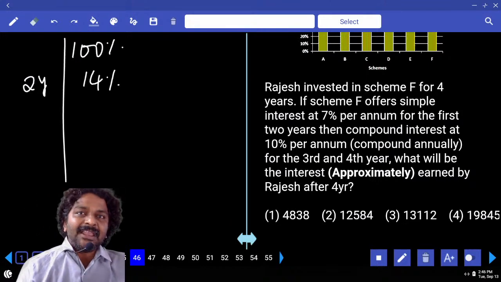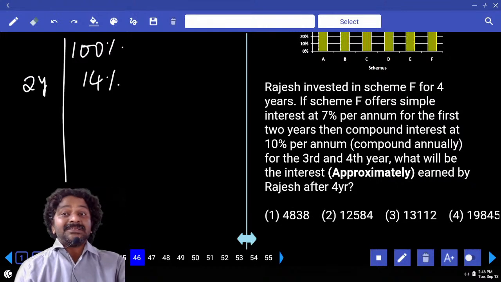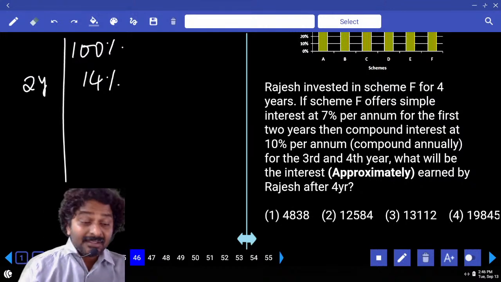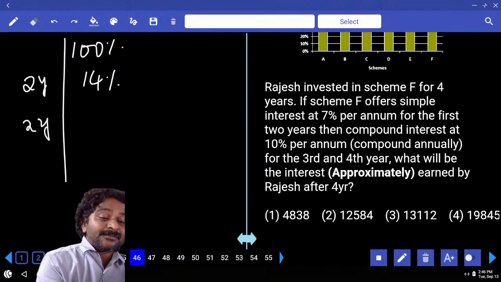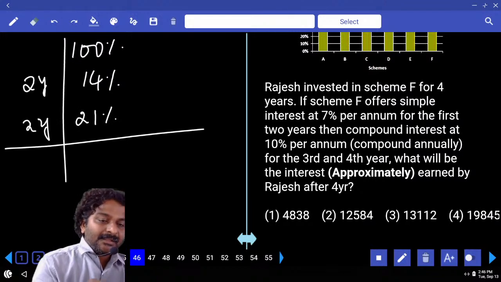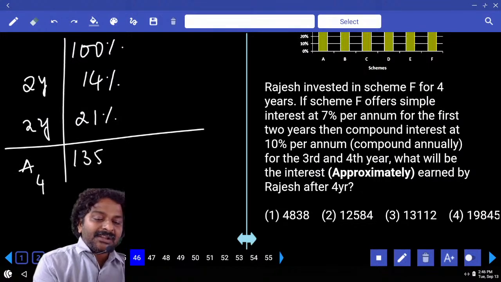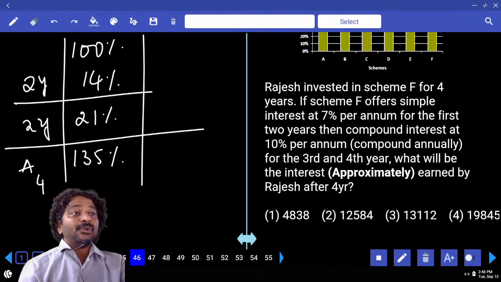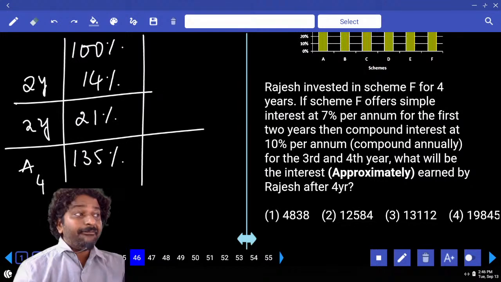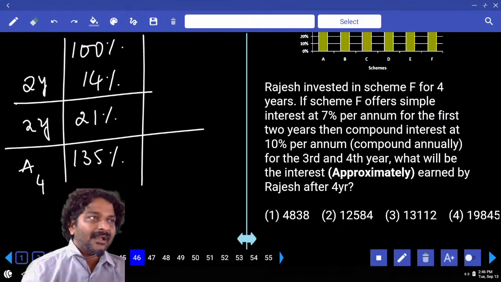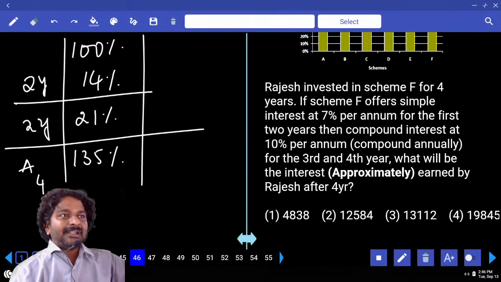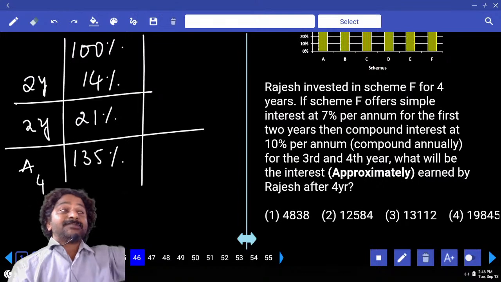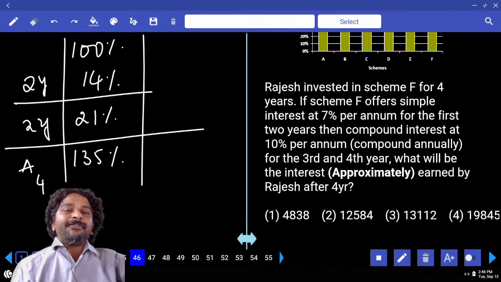Next 2 years, that is the third year and fourth year. What is the type of interest they calculate? Compound interest. For how many years? 2 years. At what percent? How much is the interest for the next 2 years? 21%. So how much total interest are we getting? 35%. Amount after 4 years is going to be 135%. ఇది ఎప్పుడు అనంటే, after 2 years you need to clear, you need to pay the 14% interest. After 2 years, whatever the simple interest is there, that must be paid. Then how much is the principal for the third year?